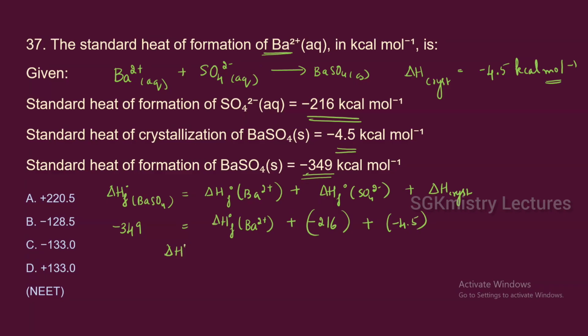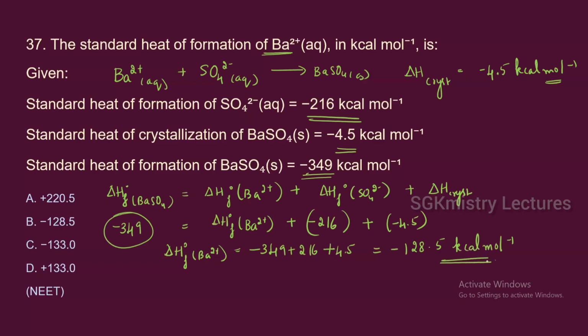So I can write delta H naught of formation of Ba2+ is equal to, let me keep this particular thing on the same side and take all of them to the other side. So I have minus 349 plus 260 plus 4.5. So 216 plus 4.5 comes to 220.5, minus 349 will give you minus 128.5 kilocalories per mole. So we have the answer, that is option B, minus 128.5 kilocalories per mole as the right answer.